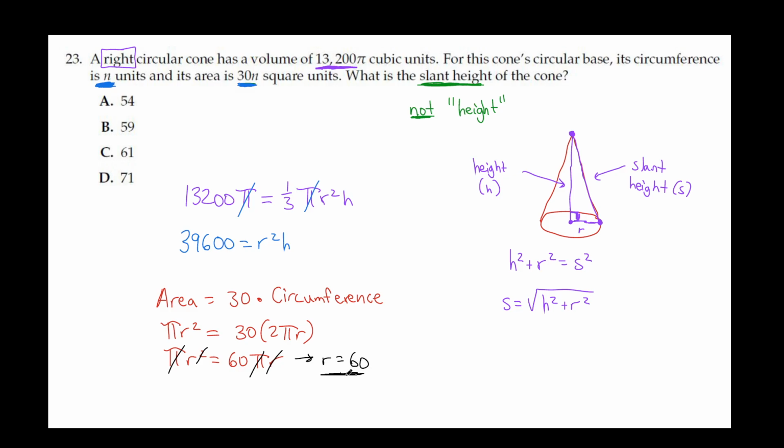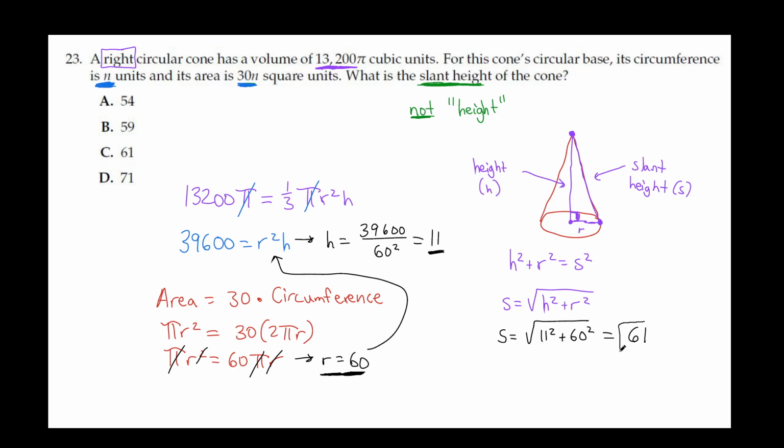Once I have this, I can now back solve into this. So h would be equal to just dividing by r squared, which is 60 squared. If you put that into a calculator, you're going to get 11. With all of that, I now have everything I need to find the slant height. This would just be the square root of 11 squared plus 60 squared. And if you put that in a calculator, you're going to get the nice answer of 61.